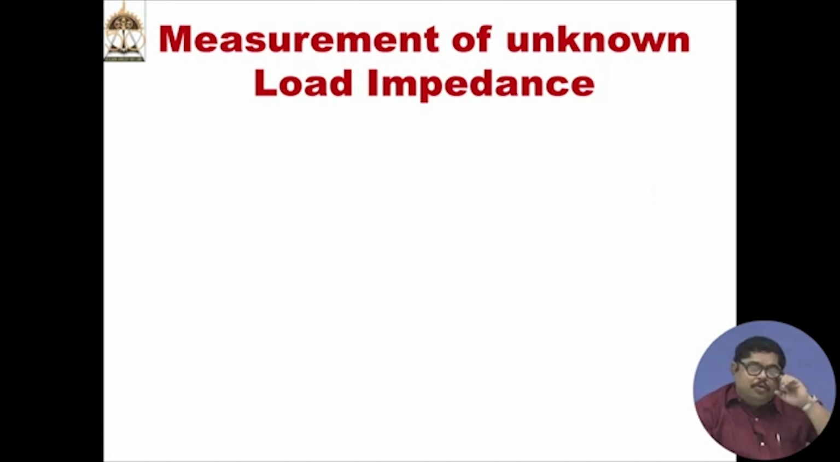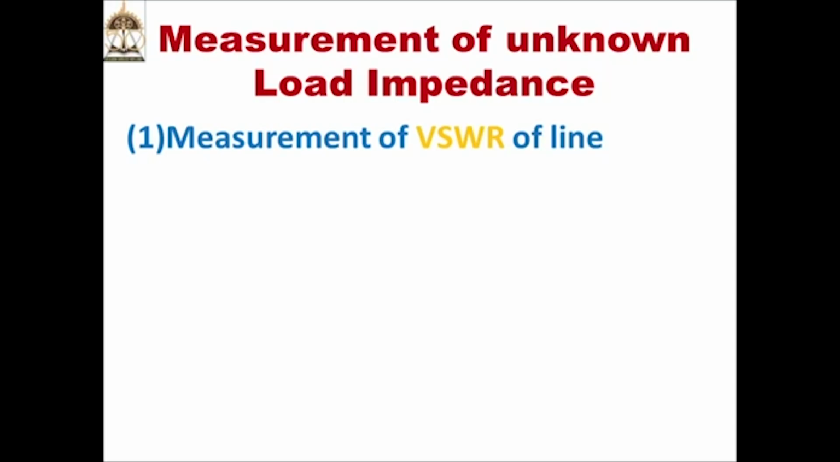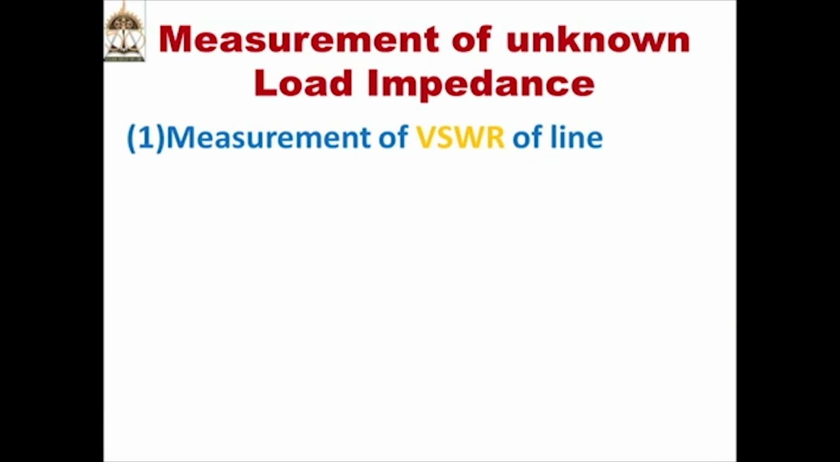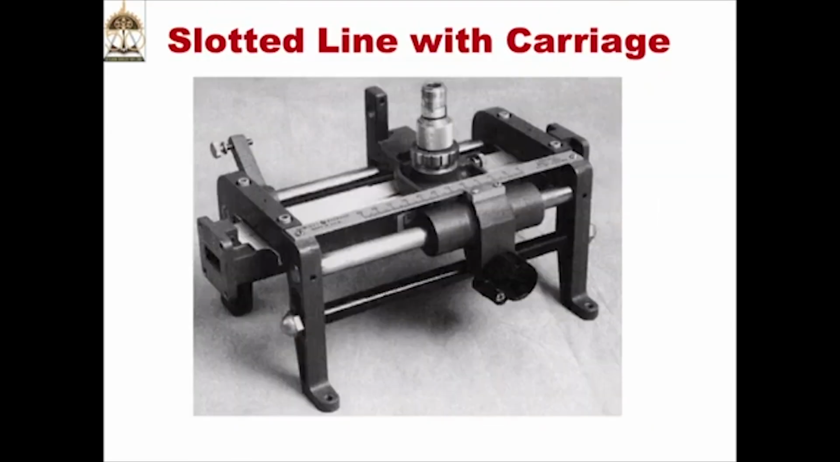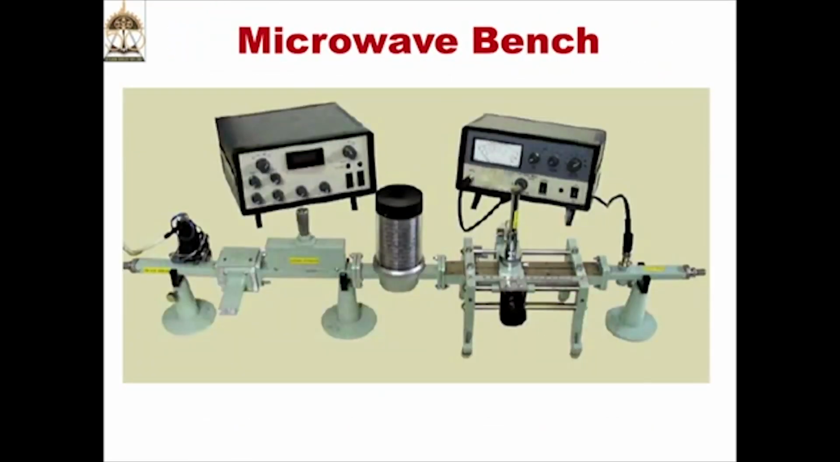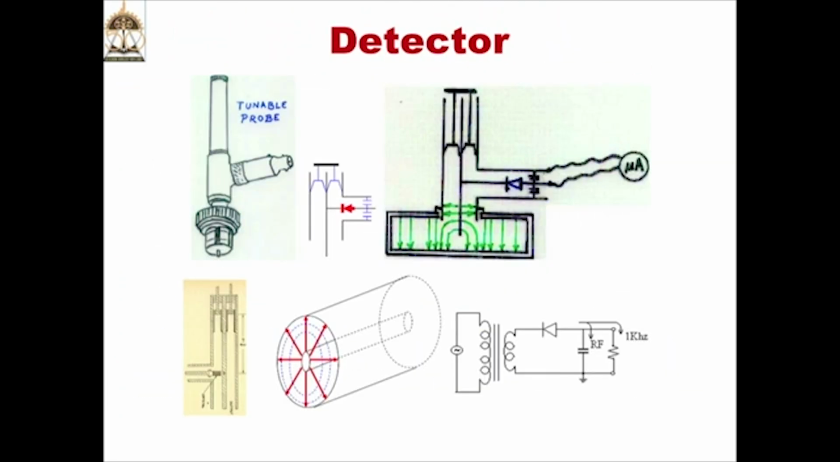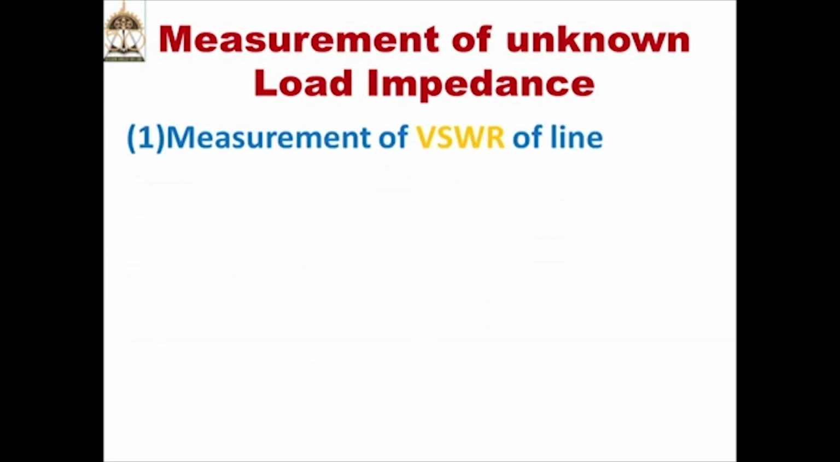Now, measurement of unknown load impedance. Let us come to our basic point, measurement of unknown load impedance. The two things you need to know: first, measurement of VSWR of the line. That means in that waveguide, if we go back to our actual diagrams, you see that at the end there is a termination we give, that is the load. Depending on what load we give, a voltage standing wave pattern will be created inside the waveguide, and VSWR means voltage standing wave ratio.